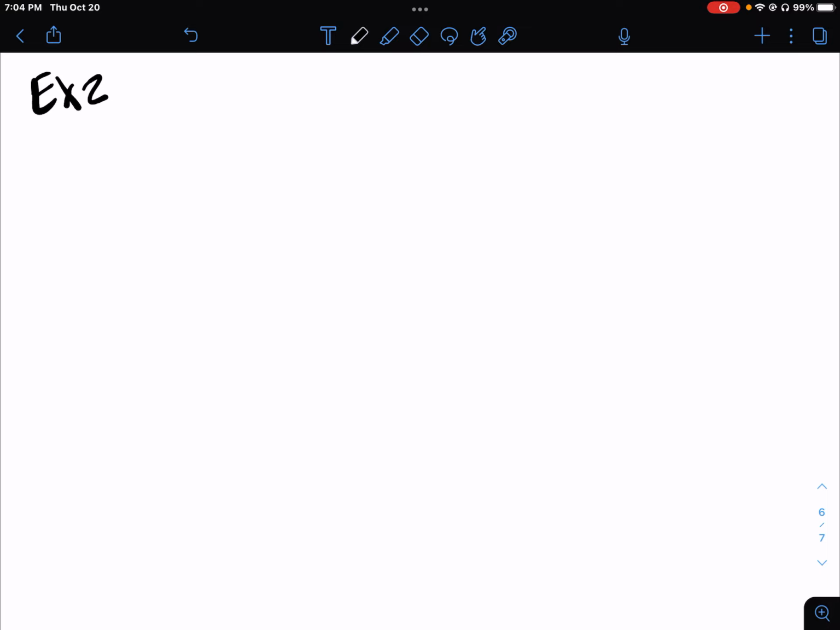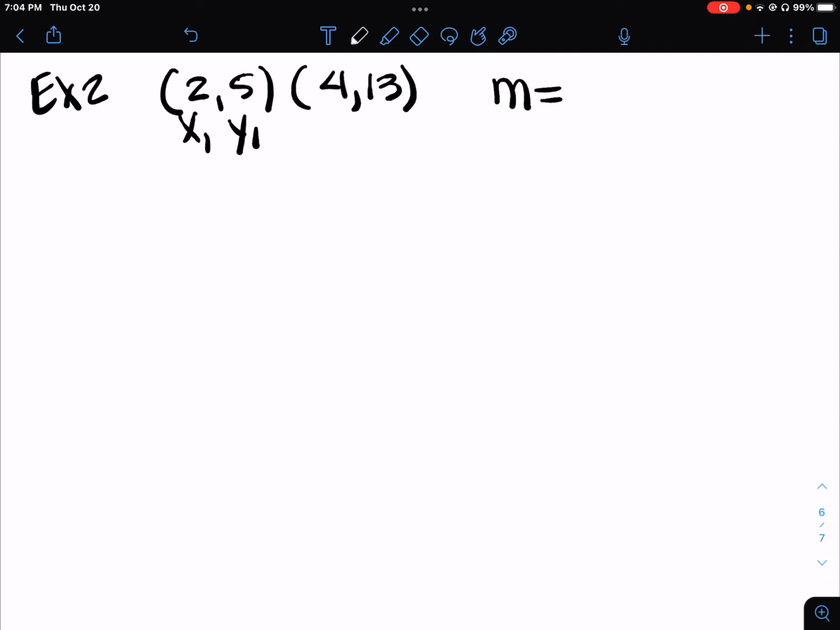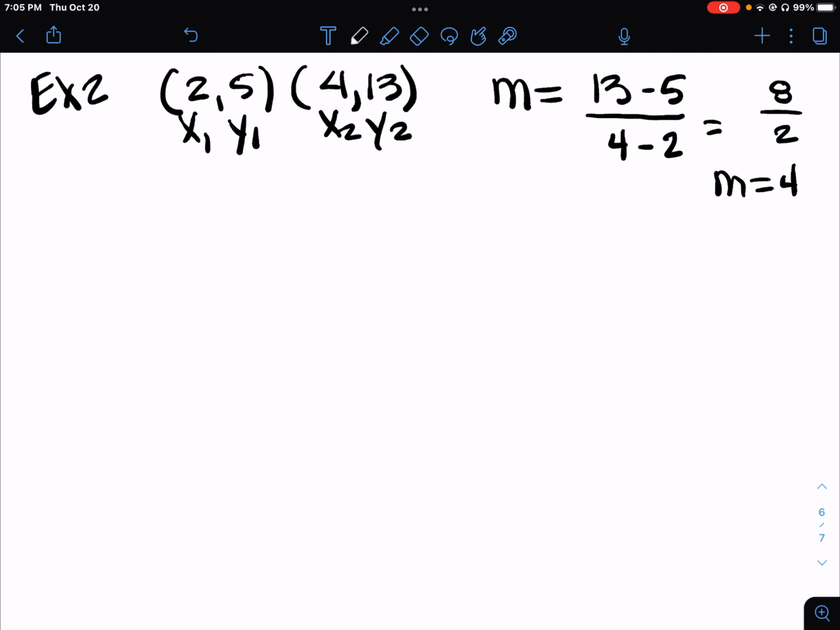In example 2, write the equation of a line through 2, 5 and 4, 13. Okay, well we don't have the slope here, so we need to find that first. This is x1 and this is y1. This is x2 and this is y2. So the slope is y2 minus y1, x2 minus x1. Subtract, and that's a nice division, the whole number 4.